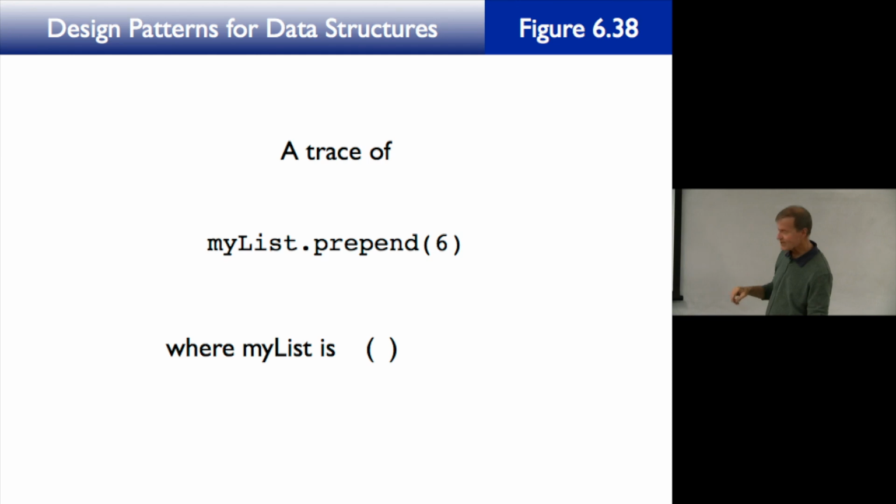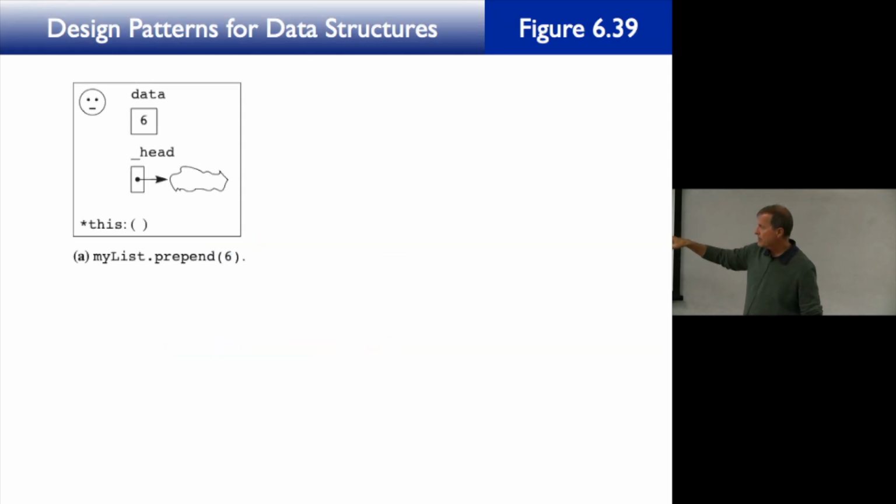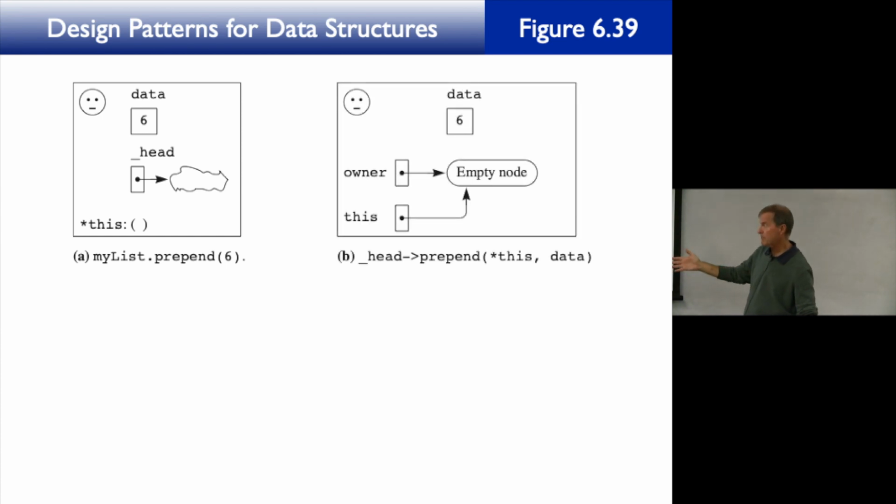But look, it's the same thing. It's the same code. Here's a trace of mylist.prepend 6 where mylist is the empty node. So watch this. It's the same thing. So here, in part A2, is the environment of the original list. The main program gave it data, which is 6. Underscore head is a pointer to an abstract node. It doesn't know whether it's empty or not. So now it calls the what? Now it calls the empty node version.